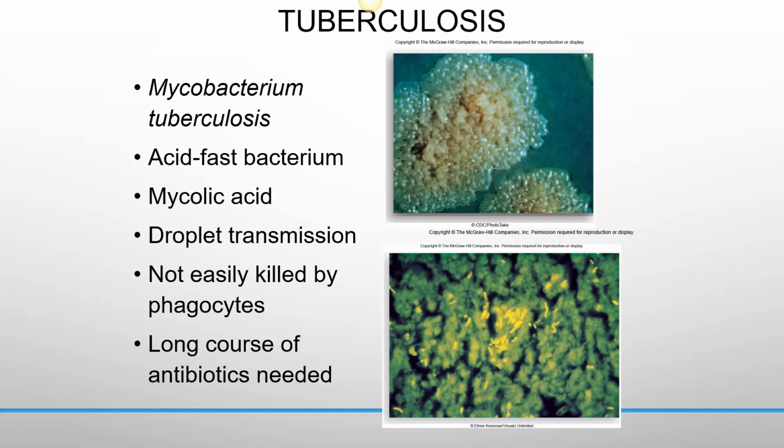These, unfortunately, have a really long replication time. Their generation time is a couple of days to sometimes a couple of weeks. So they don't replicate like E. coli does, every 20 minutes or so. It takes them a really long time to replicate. So in order to properly treat a patient that has a tuberculosis infection, you need to give them a long course of antibiotics. Tuberculosis is transmitted by droplets. It's not easily killed by phagocytes. So when phagocytic cells eat Mycobacterium tuberculosis, usually the bacterium can survive inside of the macrophage.